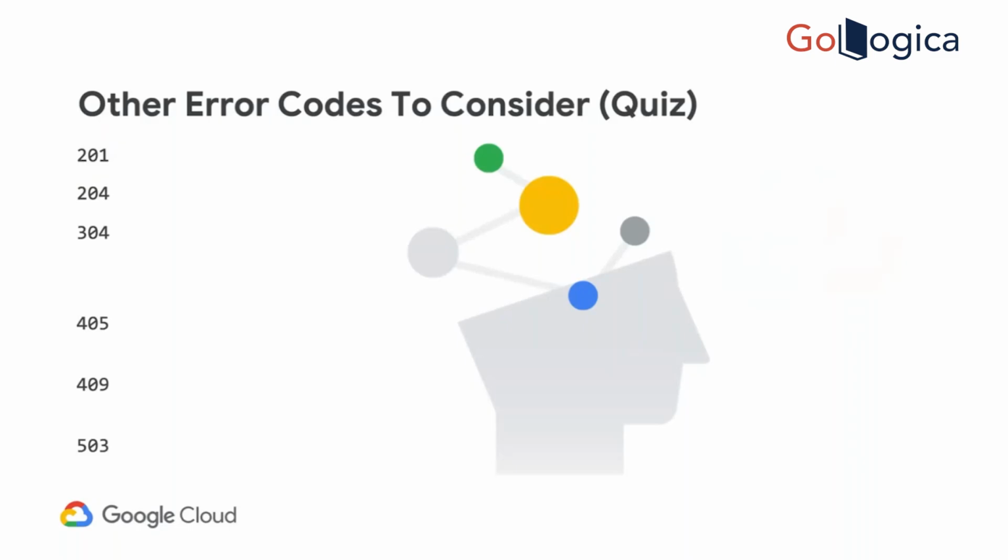Then you have 405. 405 is method not allowed. If you are trying a method which is not allowed, it will send you 405.